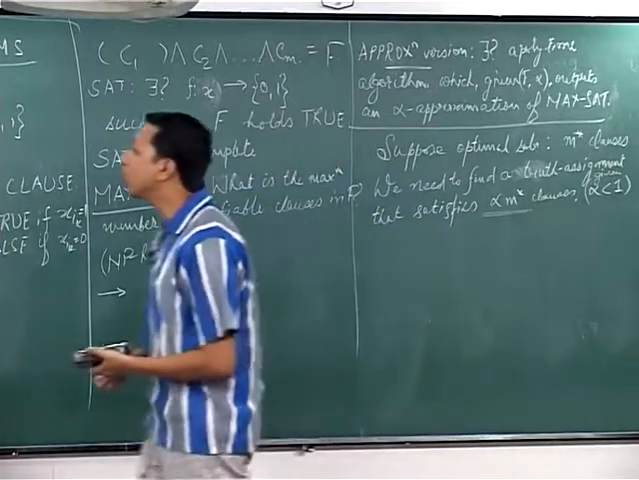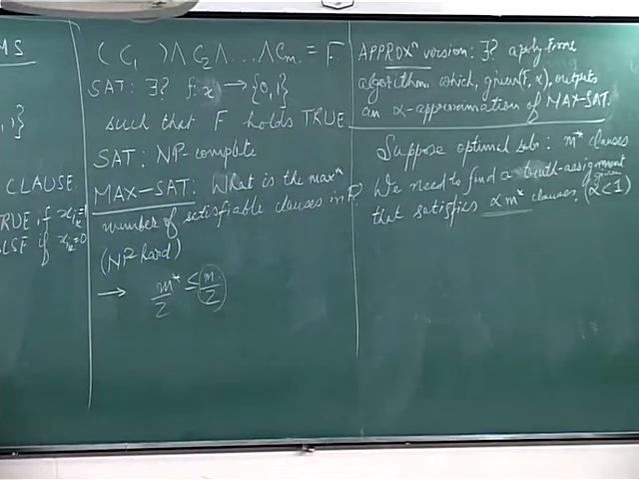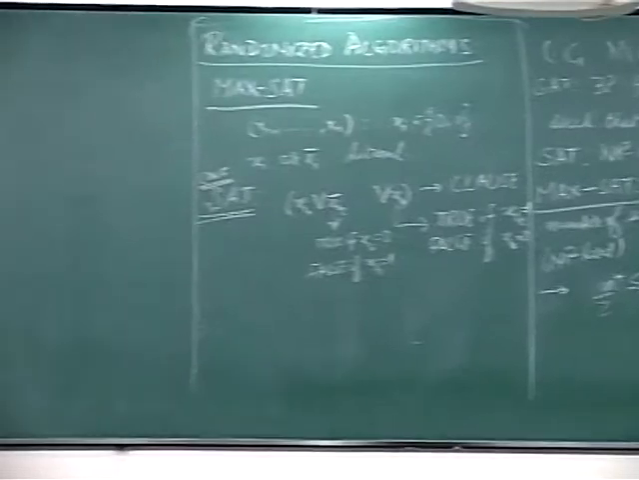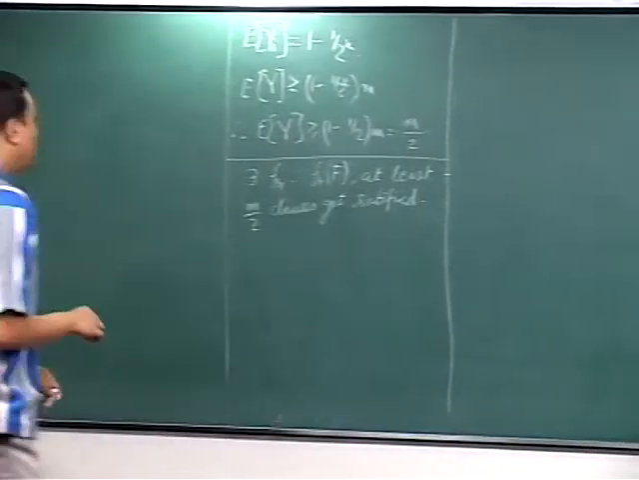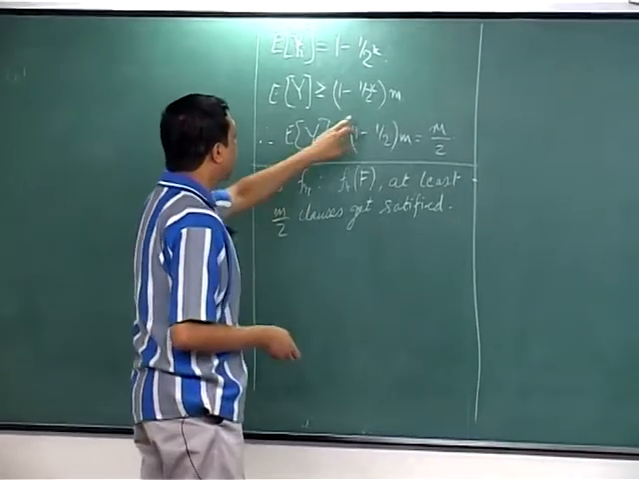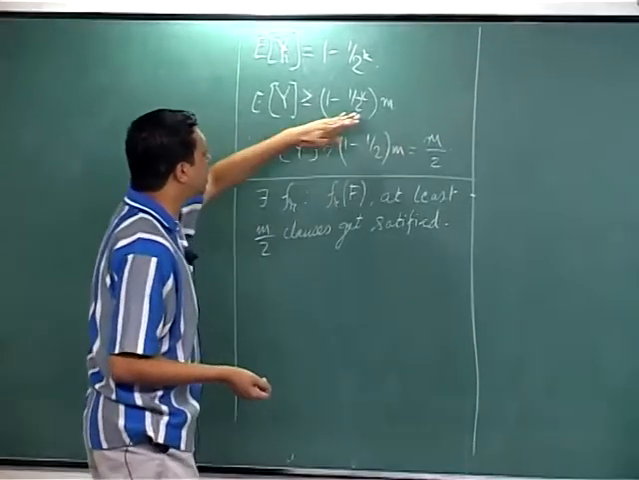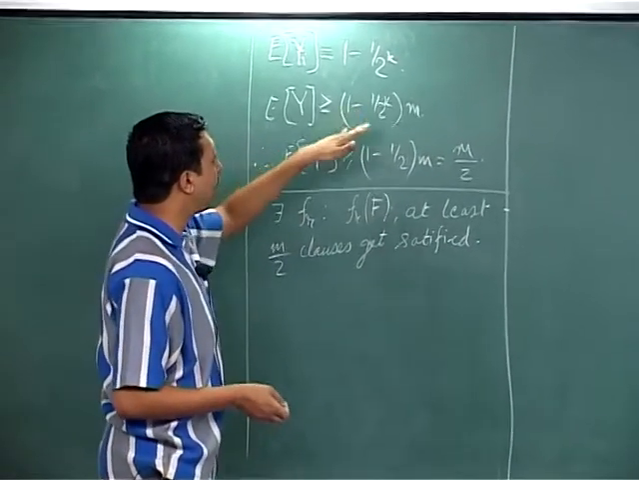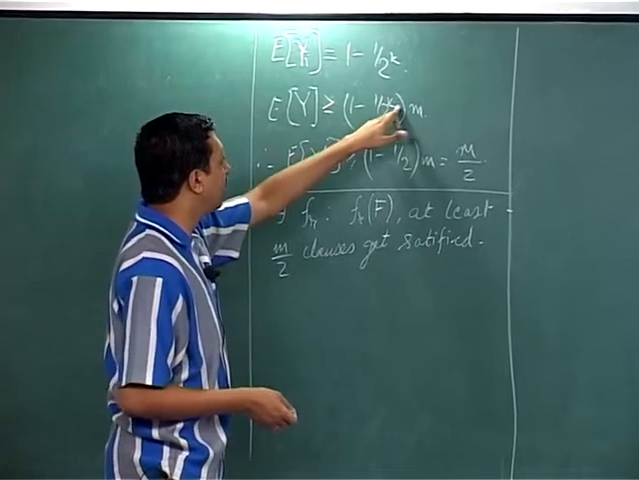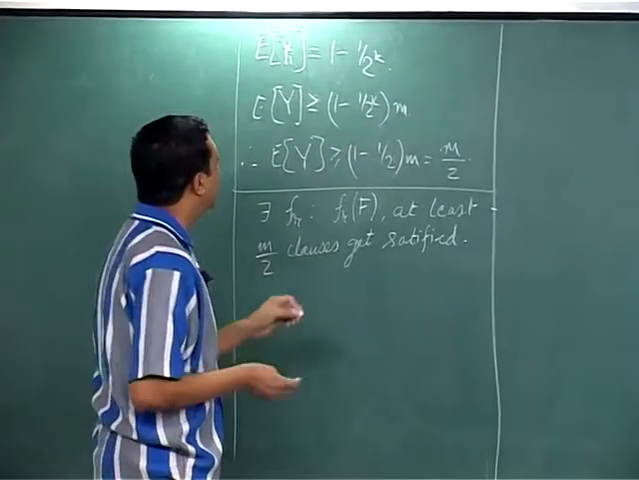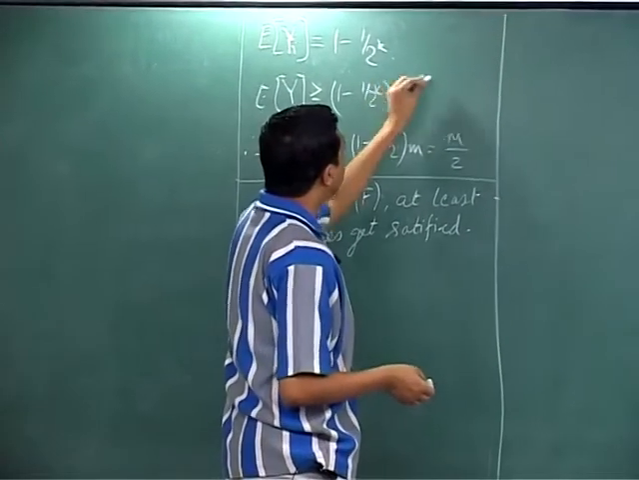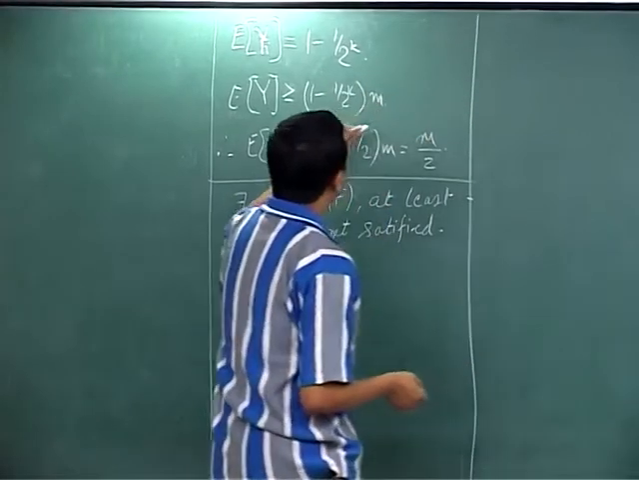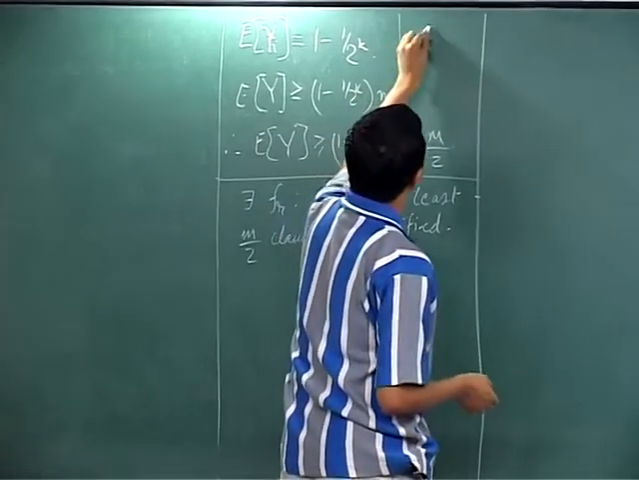But what if you want to do better? Notice one thing: this is not actually m by 2, it's a summation over i of something like 1 by ki and so on. It's something like this.